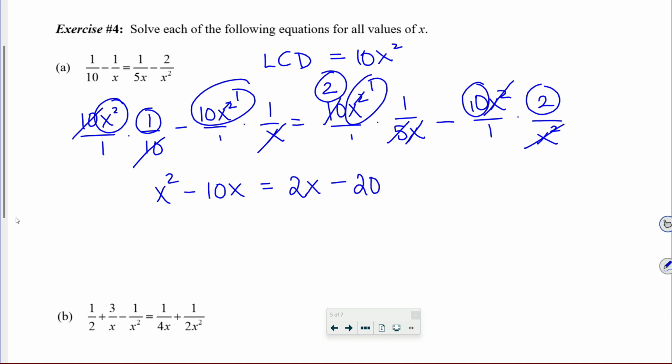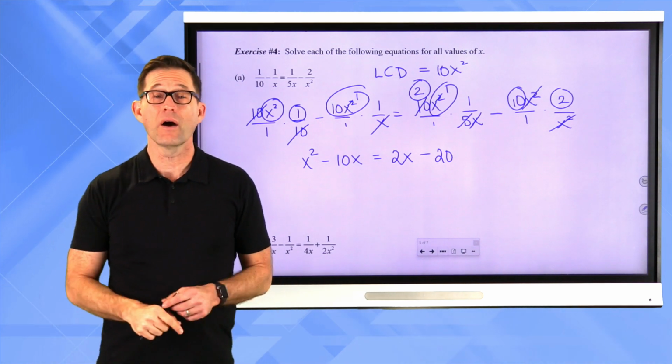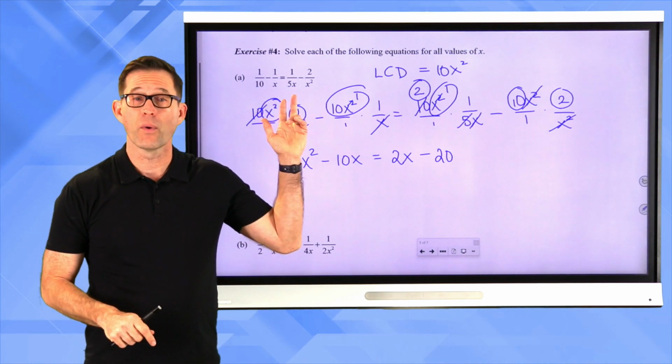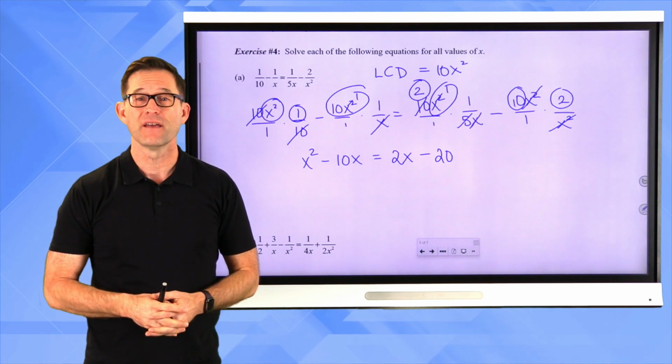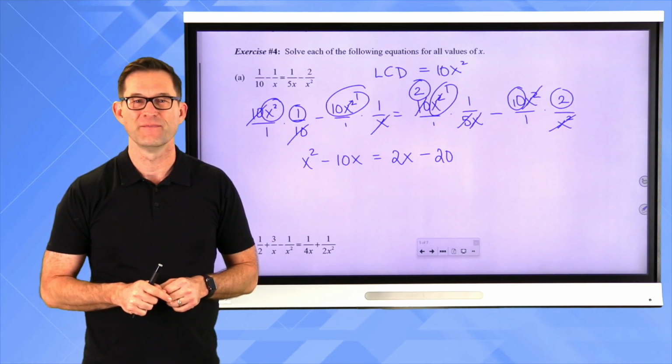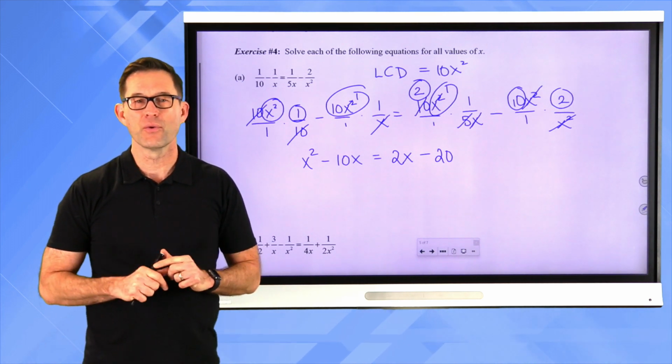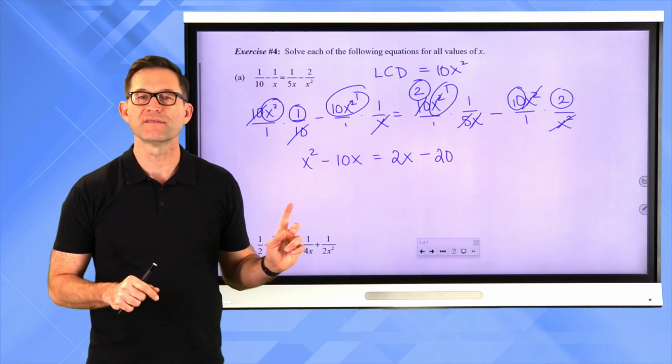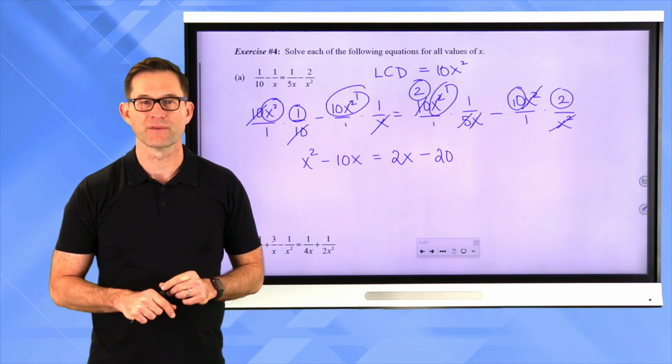Now look, at this point, we've got no denominators. We've taken an equation that had fractions in it, and we've produced an equivalent equation that doesn't have fractions in it. If you haven't gone through this one yet, pause the video now and see if you can finish solving this equation.